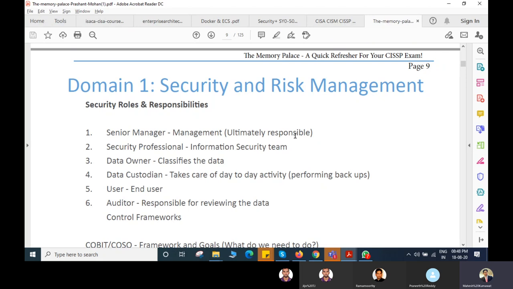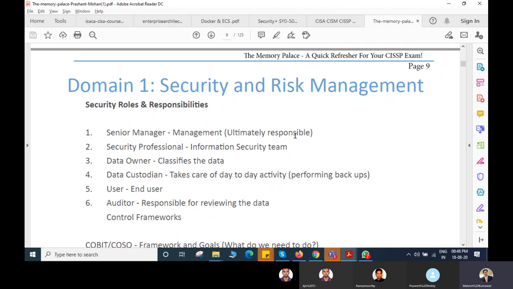Okay, so we have some senior management. What do you mean by senior management? Senior management is like a CEO, Chief Executive Officer in the company. Security professionals, the information security team, means your CISO, Chief Information Security Officer, CTO, Chief Technical Officer, Chief Operating Officer. These are the designations I'm talking about here for information security teams.